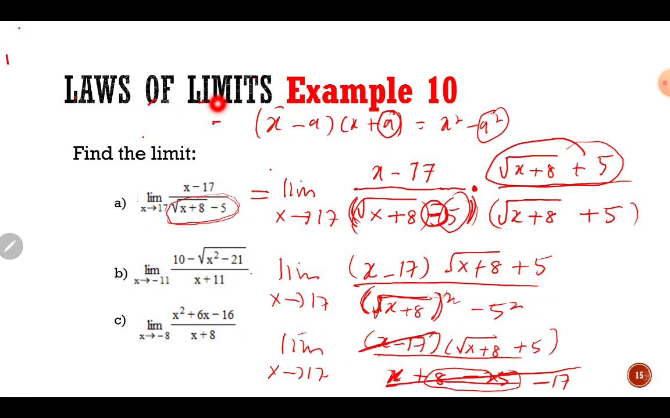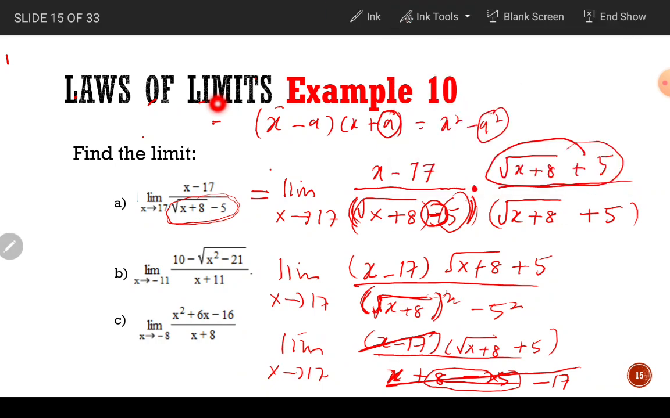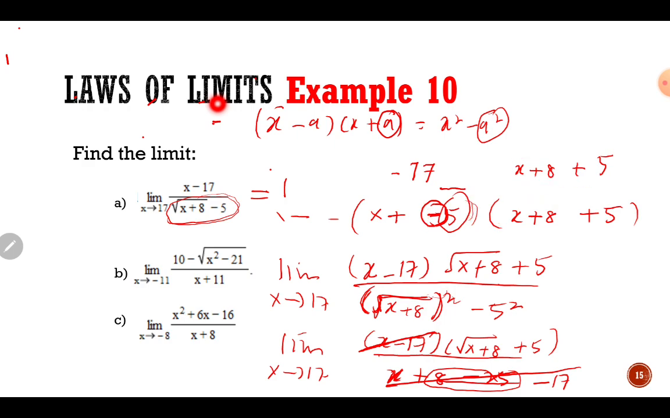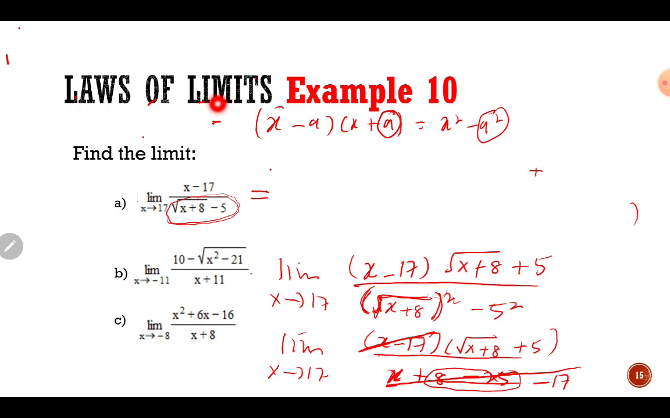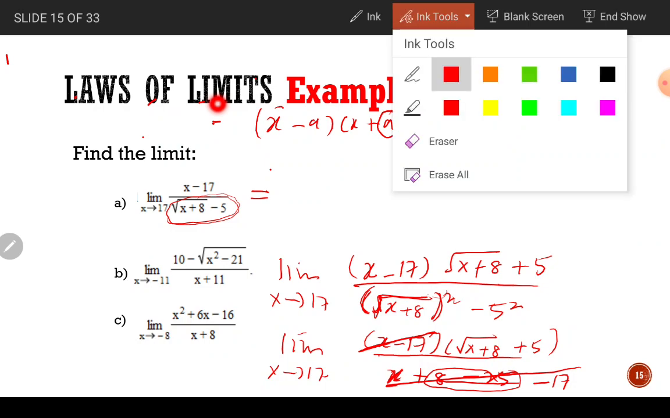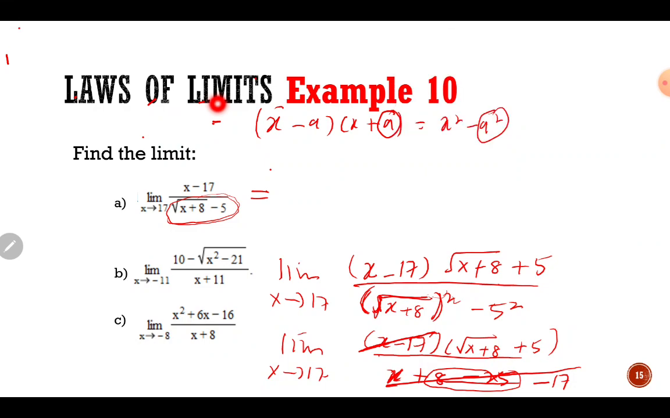So, sekarang ni masalah kita hampir selesai. Okay, masalah kita hampir selesai. Yang mana we are almost there. We can find already the solution for this limit. Okay, so apa solution dia? Saya rasa kalau you all pun dah boleh figure out lah. Okay, now it will be equals to limit x approaching 17. X minus 17 tu kita dah potong, dah tak ada. So we just left with root of x plus 8 plus 5.